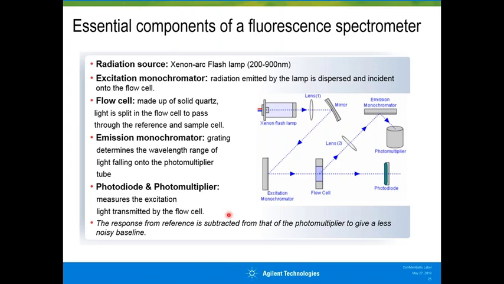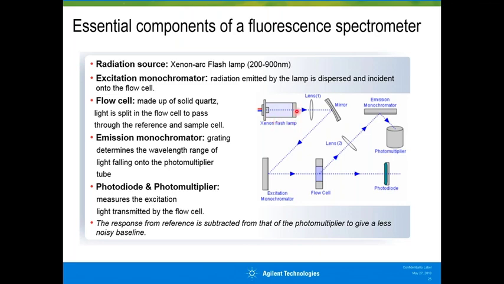Now, a fluorescence spectrometer consists of a light source. This light source is normally a xenon flash lamp. Each flash from this light source lasts around 3 microseconds, and produces a continuous spectrum of light from 200 to 900 nanometers.